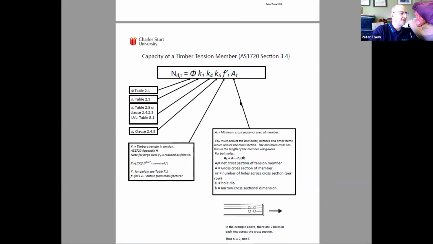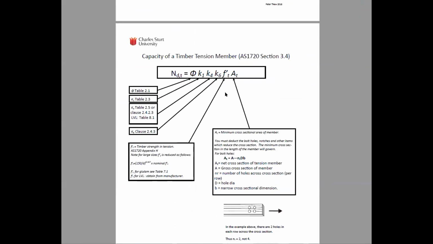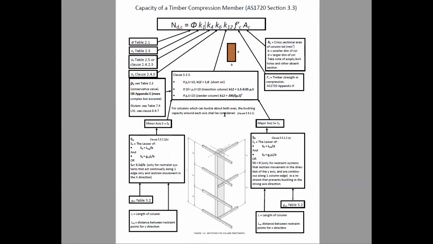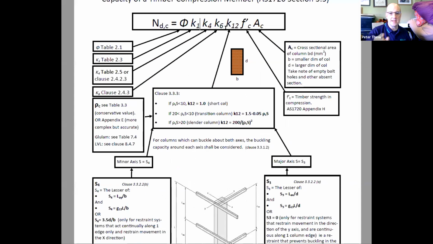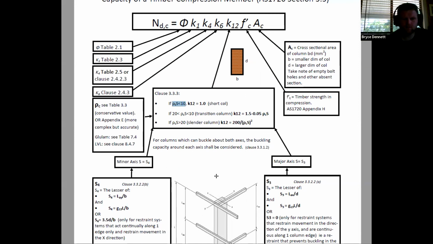First one is timber tension members, which is pretty straightforward. That's all easy. Okay. Timber compression members has also got a K12 value in it, but it's a different K12. You know how we had row B before? Now we've got row C here. Is that right there? Just because of the compression? Yes, because it's about compression. It's not about bending. It's a different thing.